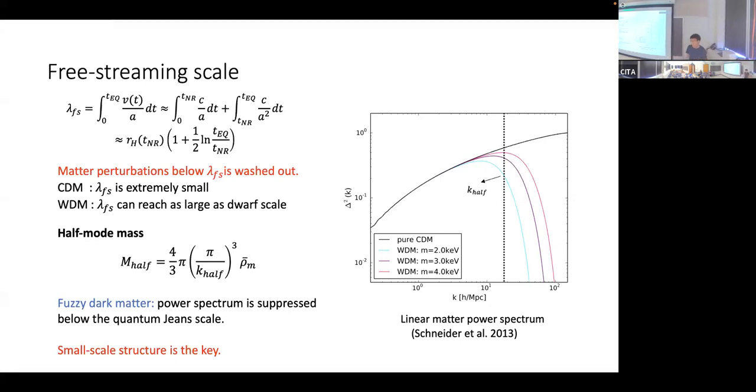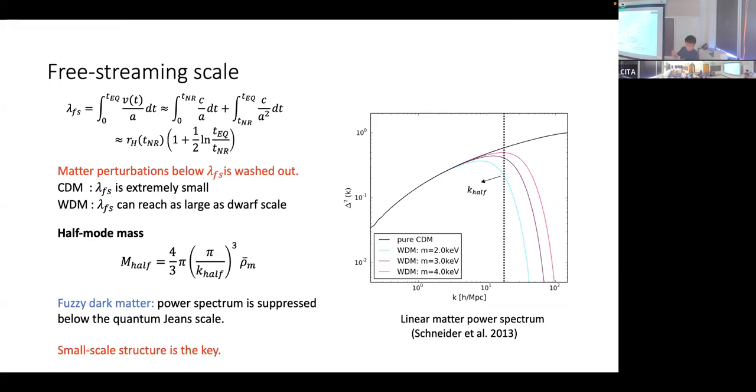So if the dark matter particle is more massive, it will become non-relativistic earlier in the universe. At that time the Hubble horizon is smaller, so the free streaming scale will be smaller. On the other hand, if the dark matter particle is lighter, then we expect a larger free streaming length. For example, for the cold dark matter case, this free streaming length is extremely small, so it's almost irrelevant for galaxy formation. But for warm dark matter, this free streaming scale can reach as large as the galaxy scales. So that means that it will have some effect on those scales.